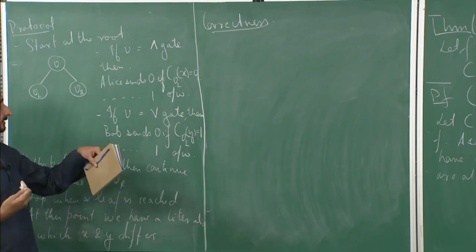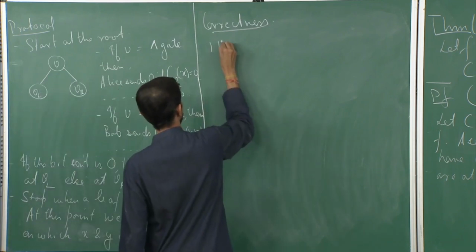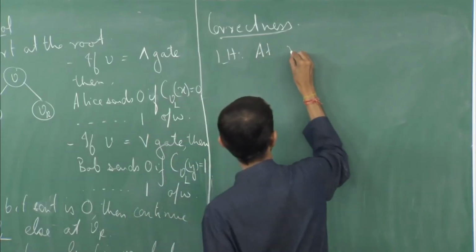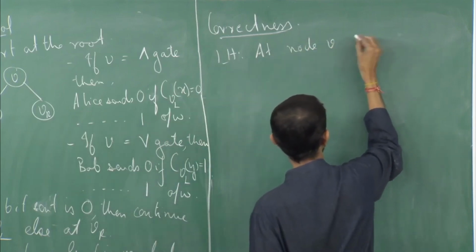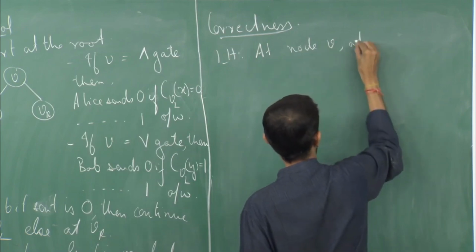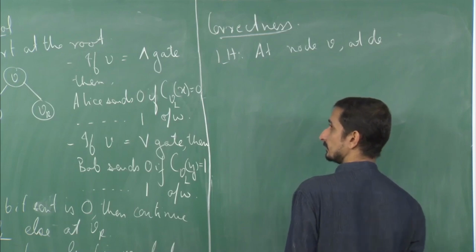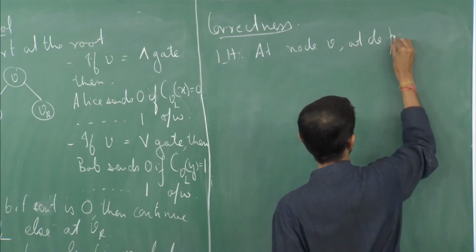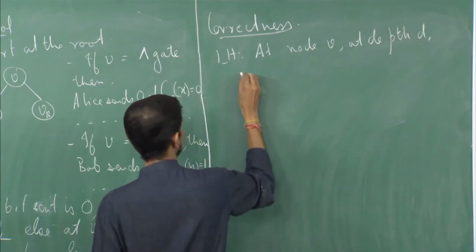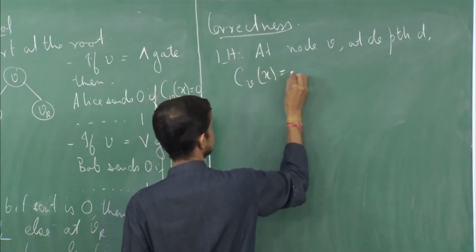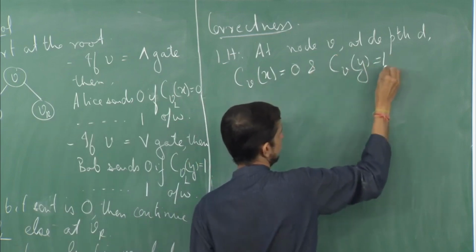So the induction is on the depth of the circuit, and the hypothesis that we maintain is that at node V, at depth D, CV of x is 0 and CV of y is 1.